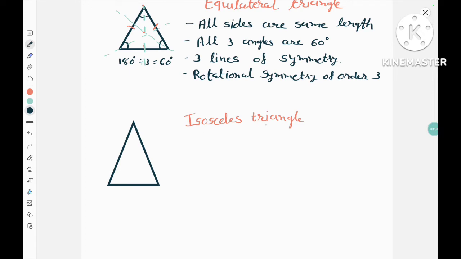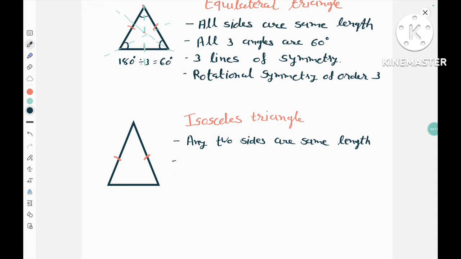It is an isosceles triangle. In an isosceles triangle, two sides have the same length, but that doesn't mean only these two sides marked with symbols are always the same length. It could be any two sides. Any two sides having the same length, we call that an isosceles triangle. So any two sides are the same length. Okay, that is the first property of the isosceles triangle.